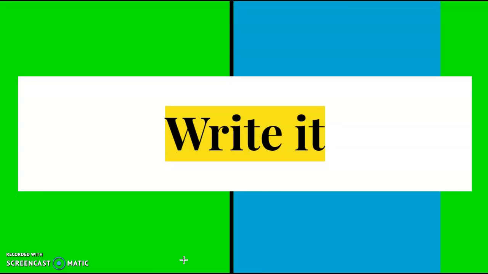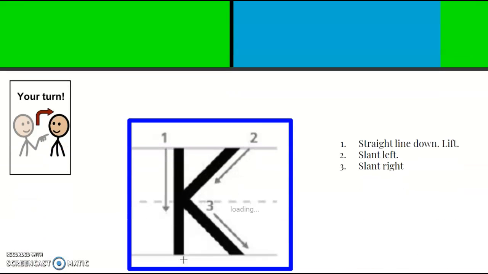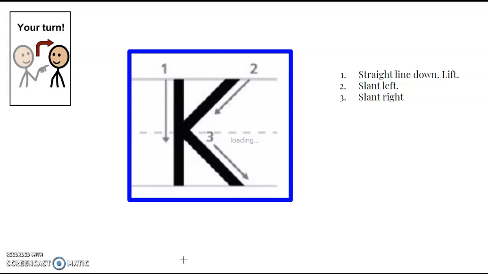Now we are going to learn how to write the letter K. We're going to learn how to write an uppercase K and a lowercase k. Let's begin with uppercase K. It has 3 steps. Our first step is that we are going to draw a line from top to bottom, a straight line going down.